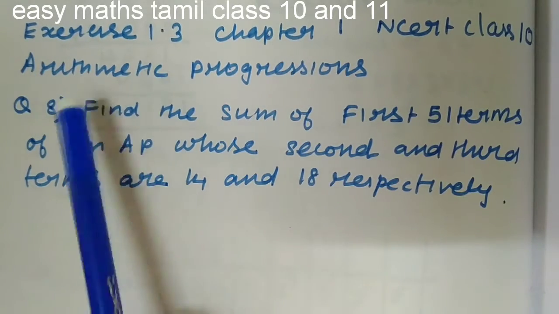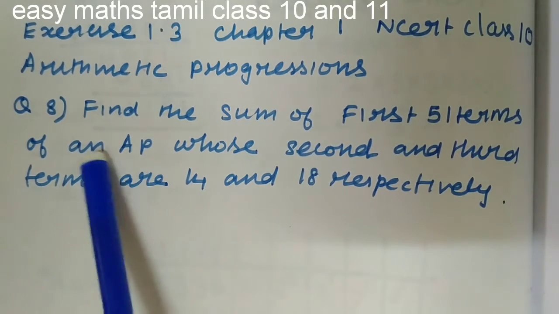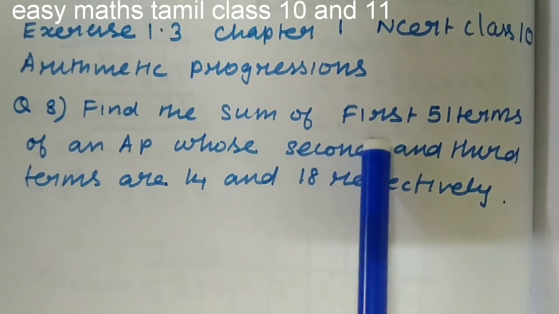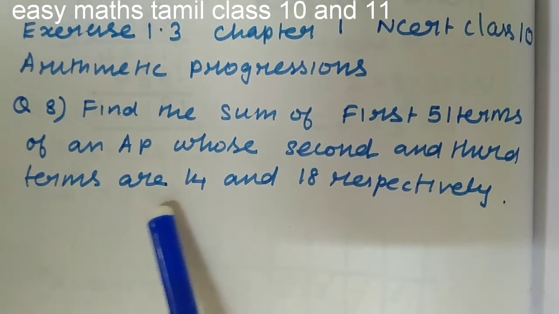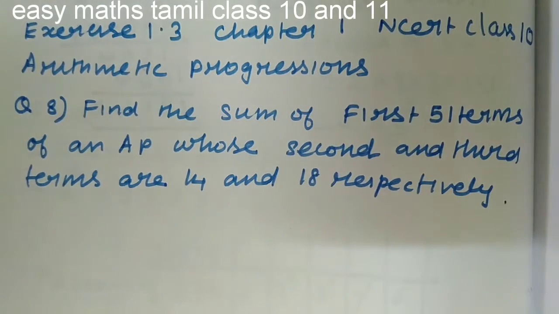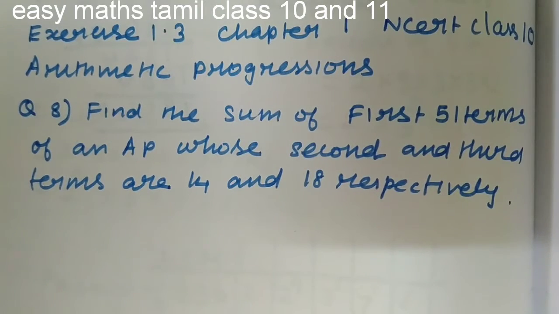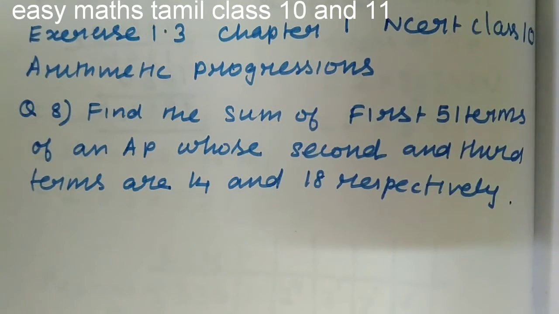Exercise 1.3, question 8. Find the sum of first 51 terms of an AP whose second and third terms are 14 and 18 respectively. The second term is given and the third term is also given. We have to find the sum of the first 51 terms.